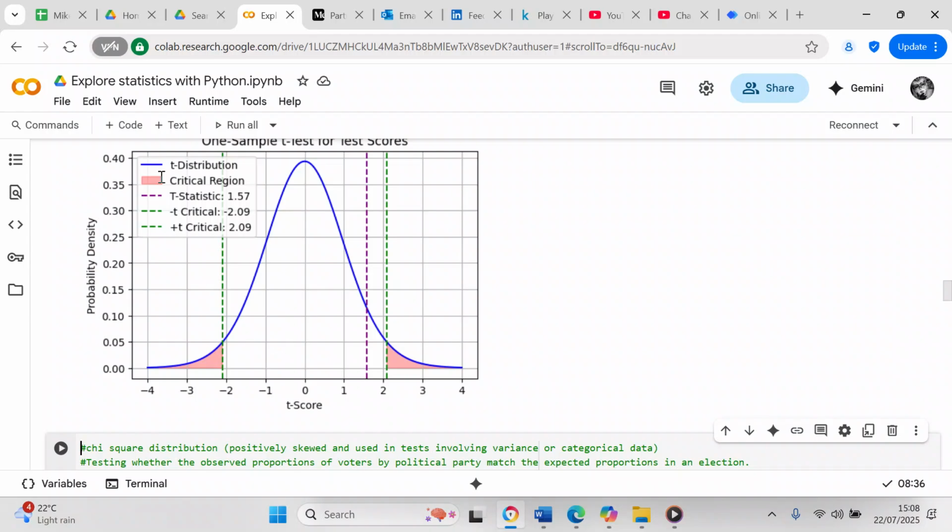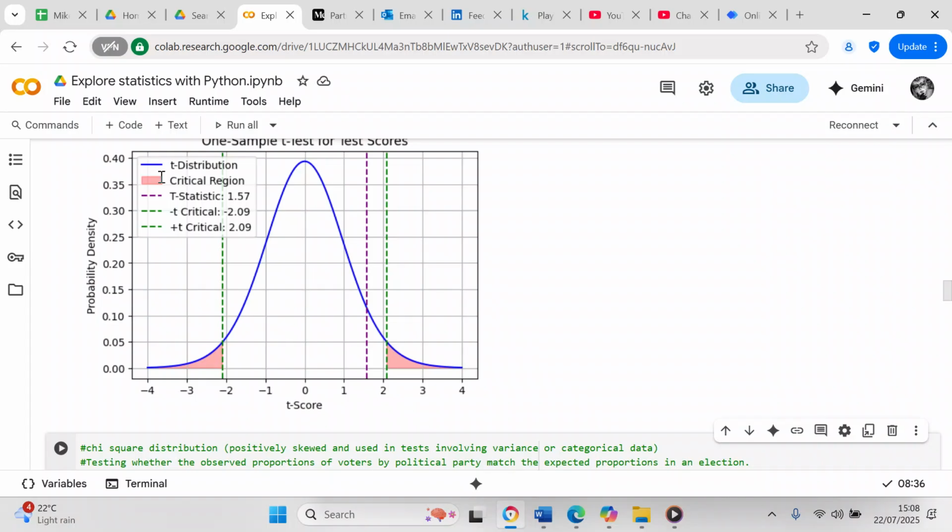Now, let's just say hypothetically the t statistic was 2.15. Then the t statistic would be outside, in the critical region. And when the t statistic is in the critical region, this would also affect the p-value, and it's highly likely that the p-value would be less than 0.05, and so the null hypothesis would be rejected. But in this instance, the null hypothesis is accepted, or rather, we failed to reject it.